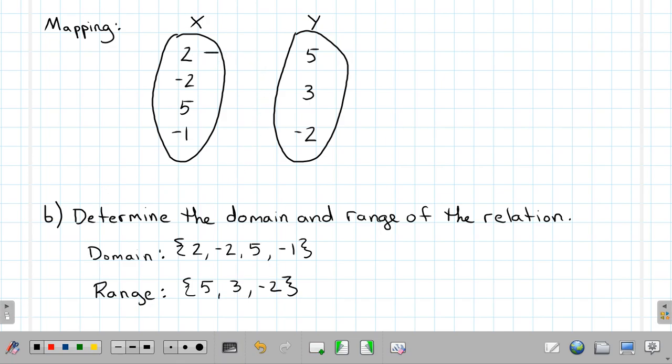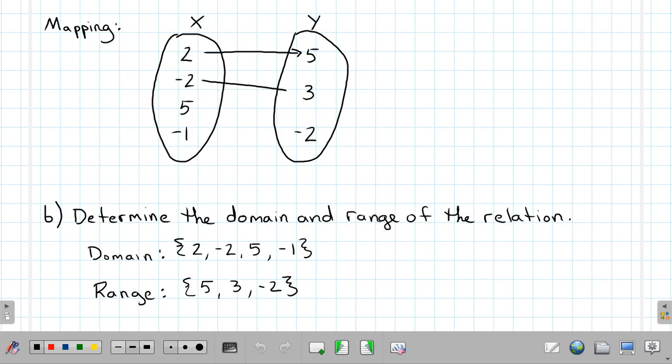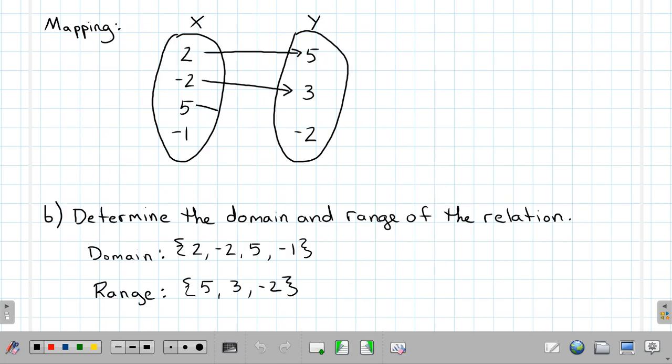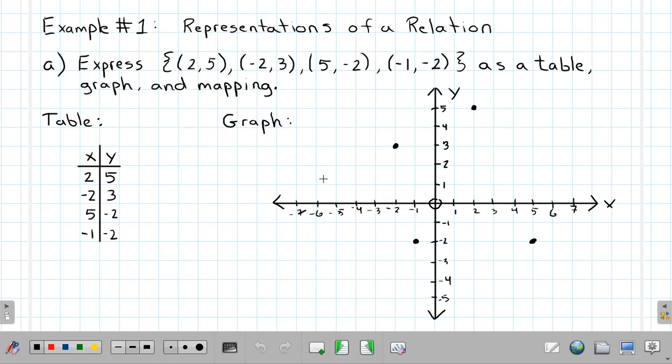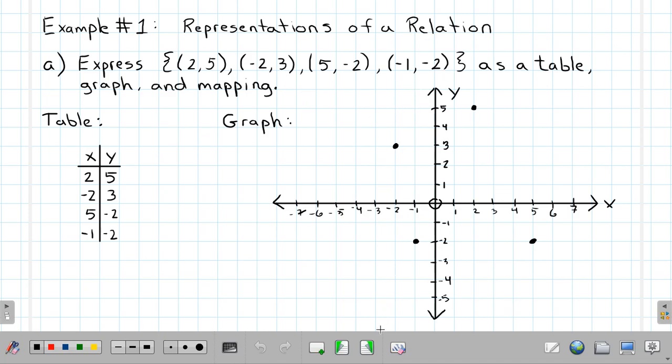So now we go through and we look at what goes with what. The 2 goes with the 5 because we have the point 2,5, okay? So again, 2,5. The -2 goes with the 3 because we have the point -2, 3. The 5 goes with the -2. So once again, we draw an arrow from the 5 to the -2 because we have the point 5, -2. And then lastly, -1 goes with -2 as well. So that means we have the point -1, -2.